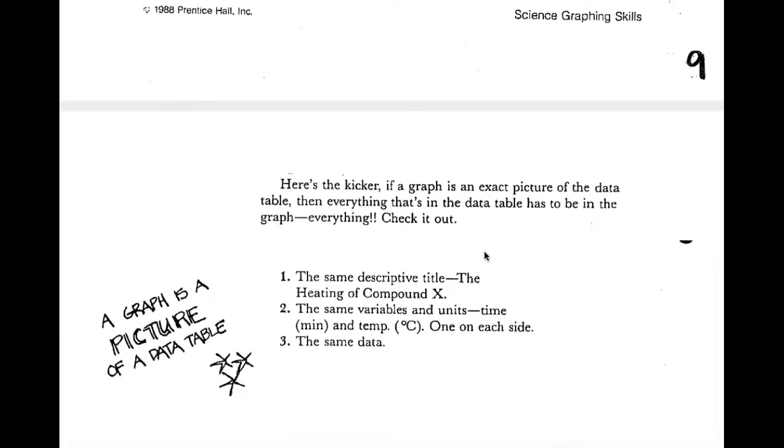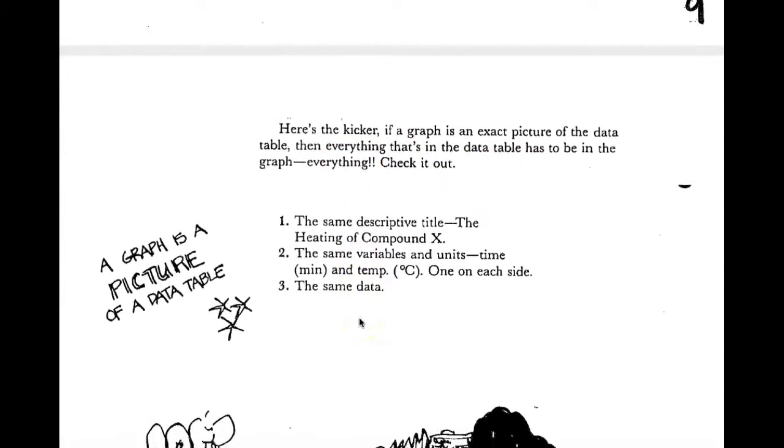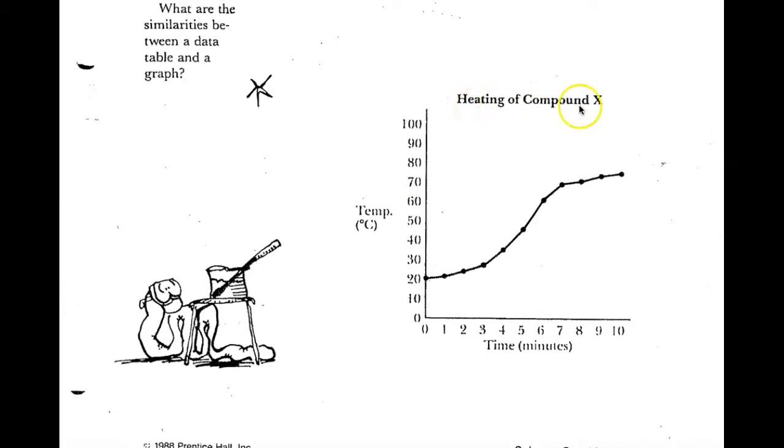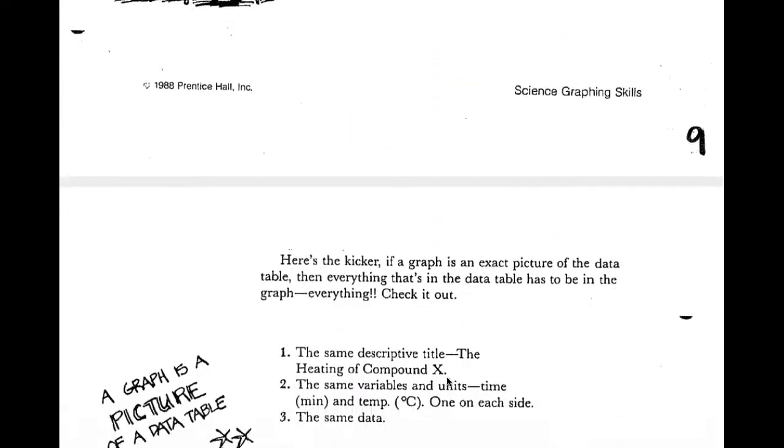Here's the kicker. If a graph is an exact picture of a data table, then everything that's in the data table has to be in the graph. Everything. So it has the same things on there. Notice there's the title. Here are your variables, temperature in Celsius on the side, time in minutes on this side. All of that is right there.